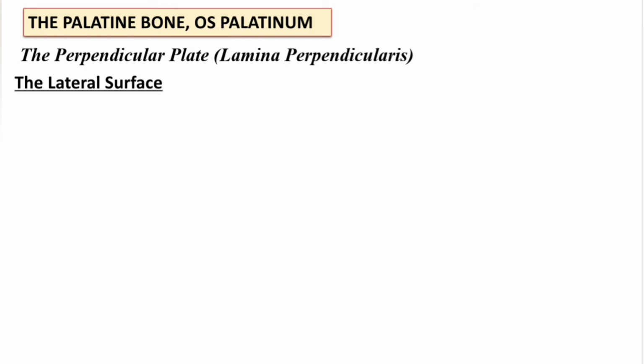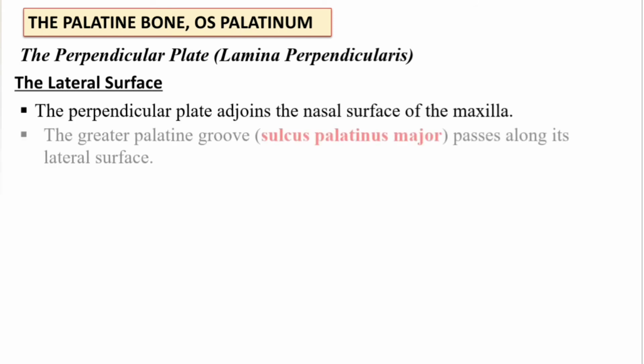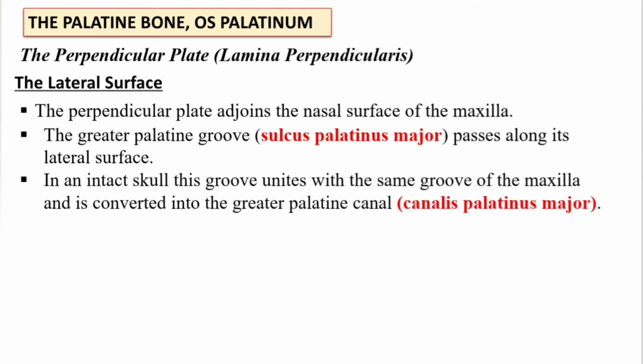The perpendicular plate adjoins the nasal surface of the maxilla. The greater palatine groove, sulcus palatinus major, passes along its lateral surface. In an intact skull, this groove unites with the same groove on the maxilla and is converted into a greater palatine canal, canalis palatinus major.